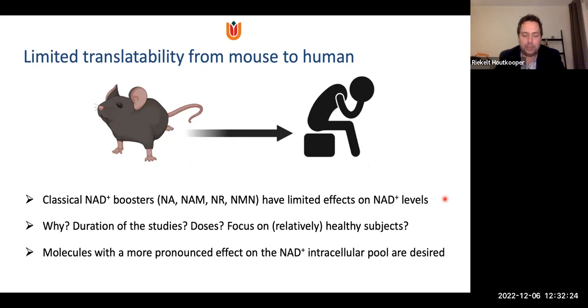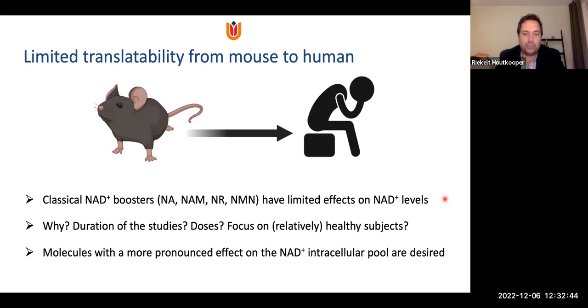So the question is why this happens. We think that maybe the duration of the studies may be simply too short. Mouse studies, we typically do 8 to 12 weeks. Human studies are also maybe 6 to 10 weeks. They're not very long. Maybe the dose is not right.